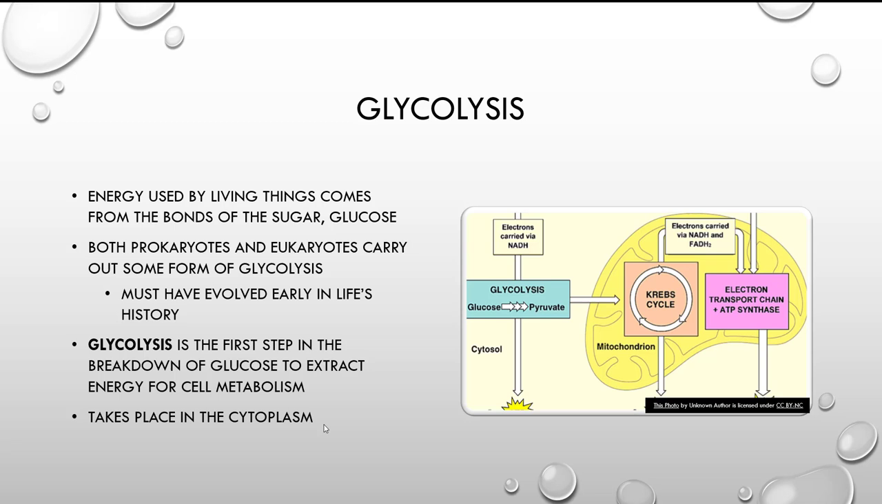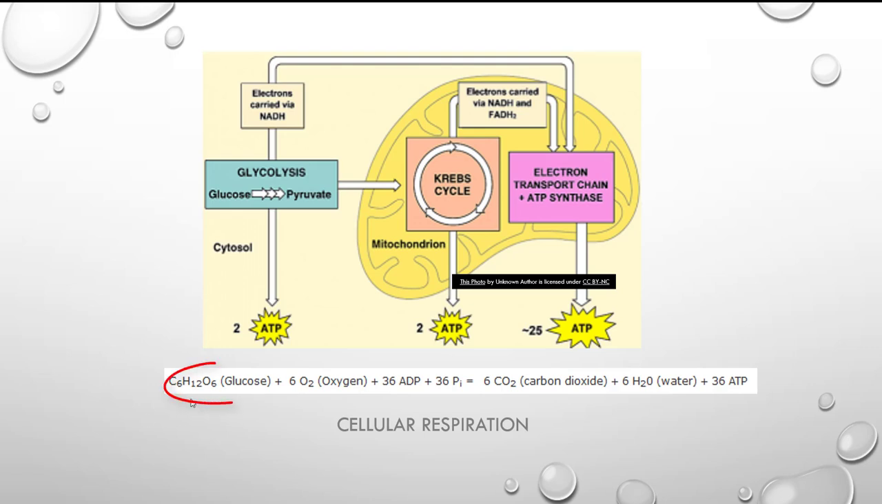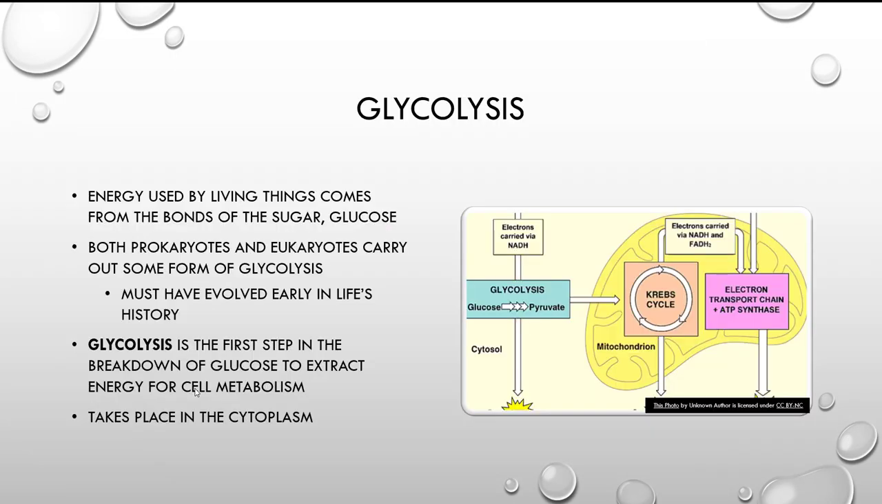And glucose, we know glucose already, if we go back a slide, has the chemical formula C6H12O6. So when we break the bonds that hold this molecule together, we release energy. Okay, so we're going to harness that energy from breaking these bonds and use that to generate the ATP. Okay, so by breaking those bonds, we obtain the energy.